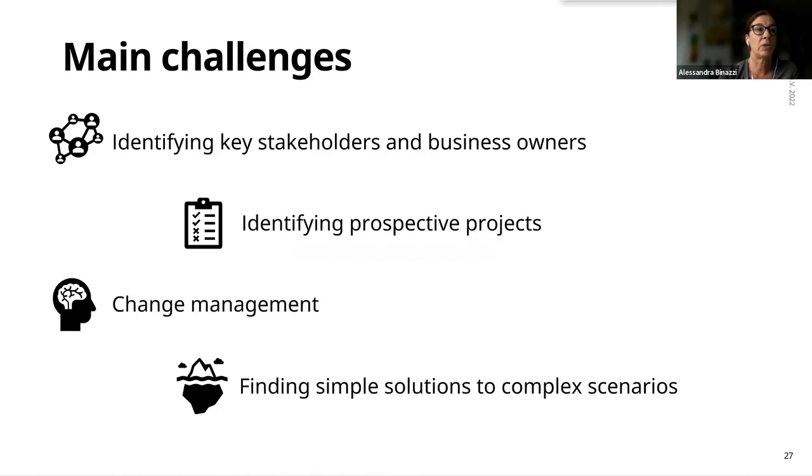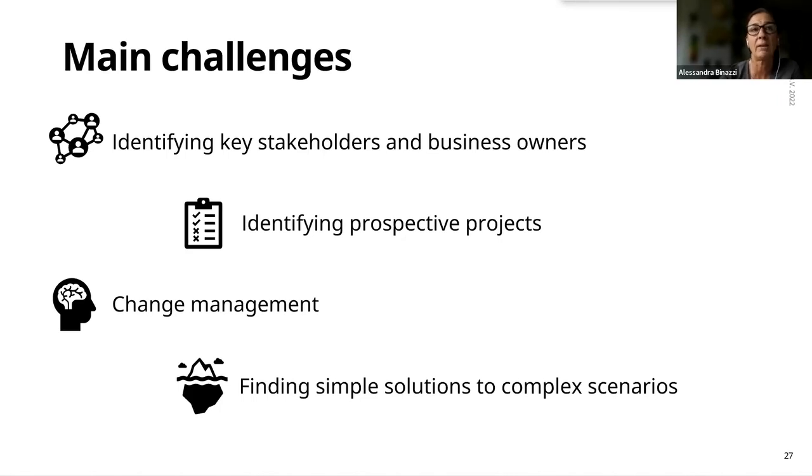Just very quickly, I want to talk about the main challenges that we've encountered, because it's not always smooth sailing, as you know. Pretty obvious ones, actually, no big surprises here. Identifying key stakeholders and big business owners is a big challenge. IKEA is a very big organization with lots of different pieces, franchisor, franchisees. So it's a world to navigate for sure.